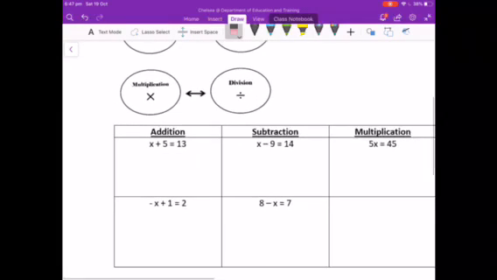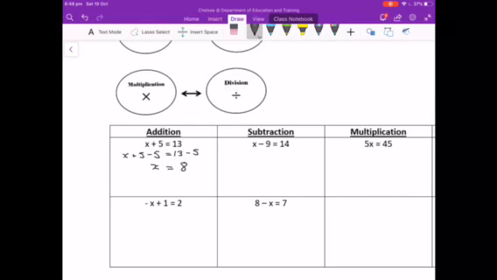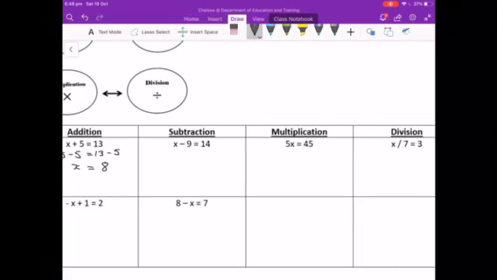Let's start with addition. We have an equation that says x plus 5 equals 13. Now because I'm trying to get that x on its own, I have to use the inverse of addition, which is subtraction. So write the equation down again, and it has been added by 5, and the opposite of adding 5 is subtracting 5. And I have to subtract 5 from both sides to keep the equation balanced. x plus 5 take 5. When we add 5 and we take 5, that'll equal 0. And 13 take 5 equals 8. Therefore, x equals 8.